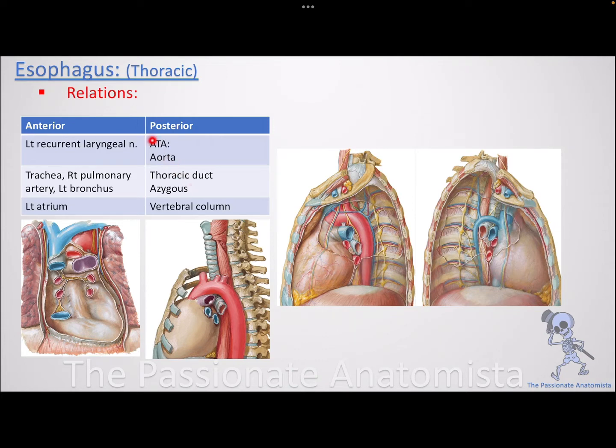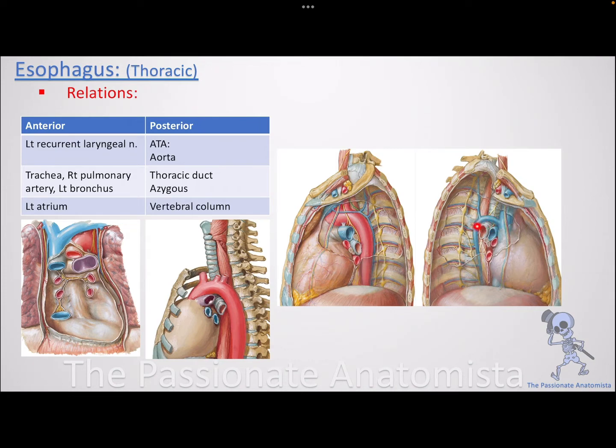Now, what about the posterior relations? It's the ATA structures. They are the aorta. You guys can see that the arch of aorta is related to the esophagus. Can you guys see the aorta? And then you have the thoracic duct, which I don't have in the pictures. And then you have your esophagus.